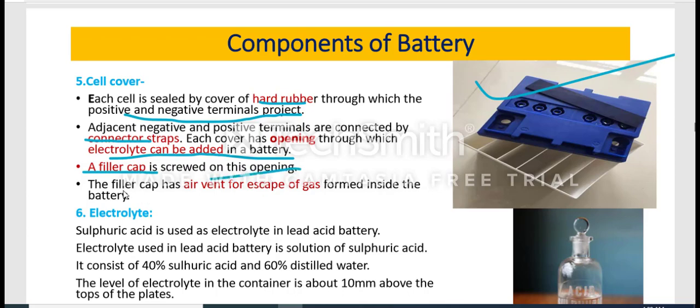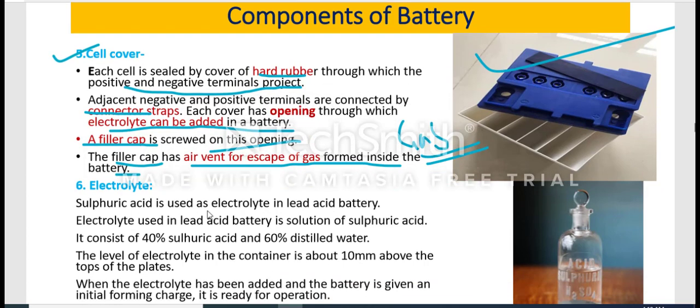The filler cap has an air vent for escape of gas formed inside the battery, because what happens is electrolyte is there and PbO2, these materials are used, so some chemical reaction takes place. Because of that chemical reaction, there are some gases. To remove these gases, we have to provide a vent or air vent. So an air vent is provided in the filler cap. Okay, so this is about the cell cover.